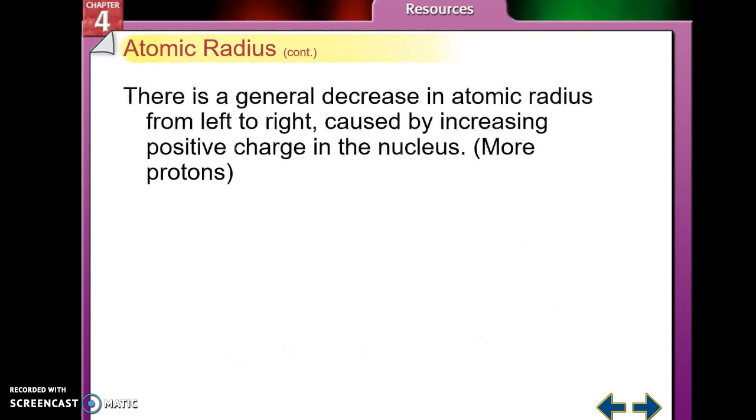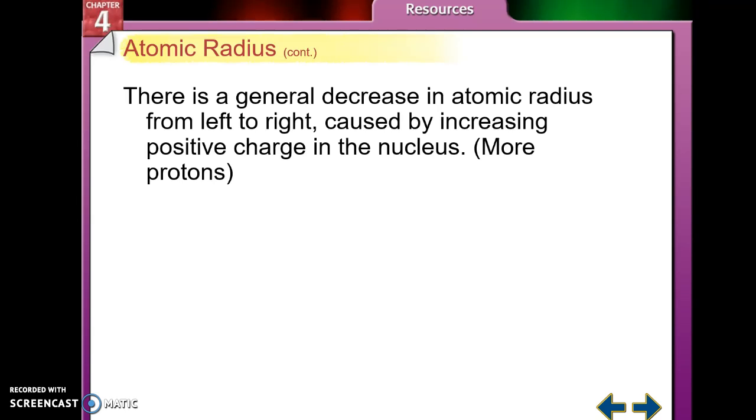So the trend in atomic radii, as you go from left to right on the periodic table: I start at hydrogen and go over to helium. I start at lithium, go to beryllium, boron, carbon, nitrogen, oxygen, fluorine, neon. As you go across the periodic table, and this is weird, you're adding electrons, but the radius gets smaller.